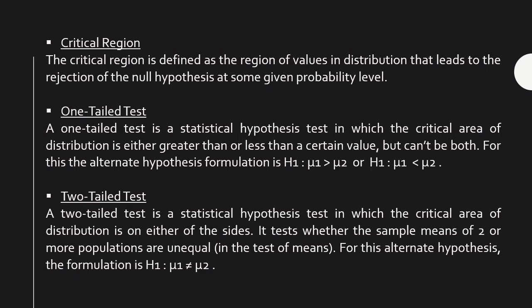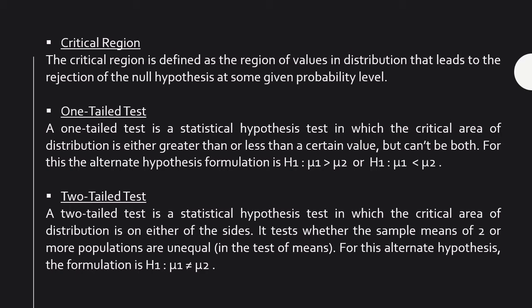Now there are two types of test for any hypothesis testing, the one-tailed test and the two-tailed test. A one-tailed test is a statistical hypothesis test in which the critical area of the distribution is either greater than or less than a certain value, but it cannot be both. For this, the alternative hypothesis formulation is H1: mu1 is greater than mu2, or H1: mu1 is less than mu2.